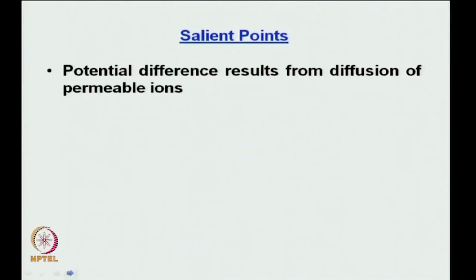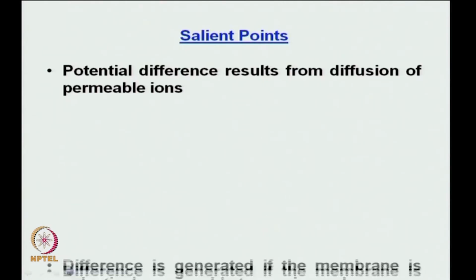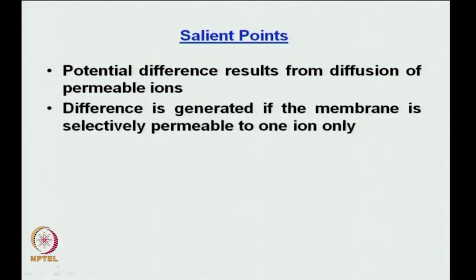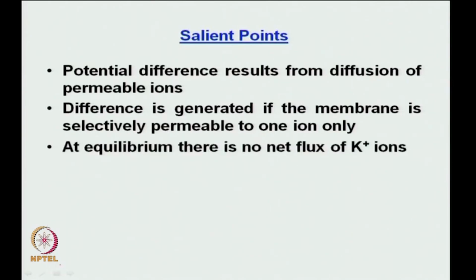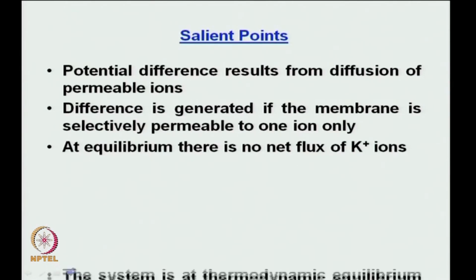Okay. So, I will just go to the salient points and then come to the main one. One is the potential difference results from diffusion of permeable ions. Remember, these are permeable ions because they have to diffuse to the ion channels, right. Now, the difference is generated if the membrane is selectively permeable to one ion only. At equilibrium, there is no net flux of K plus ions, it is already equilibrium.